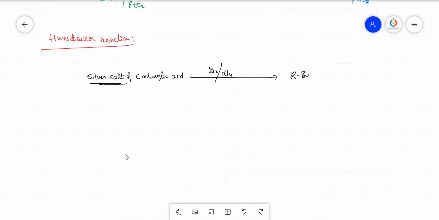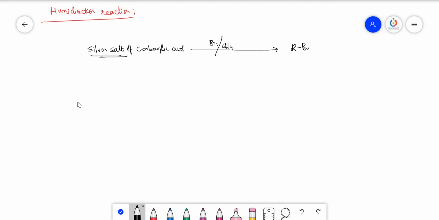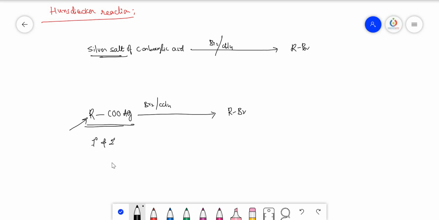So I will take some examples here, then you will come to know. See, RCOOAg, the silver salt of carboxylic acid, is subjected to bromine and CCl4. You will get the RBr. And in this silver salt of carboxylic acid, either a primary or a secondary alkyl group must be present. If you take the tertiary, then it gives the alkene with the same reagent.